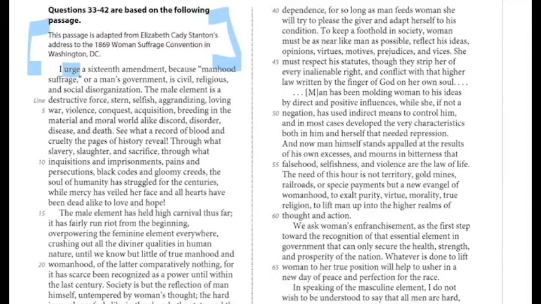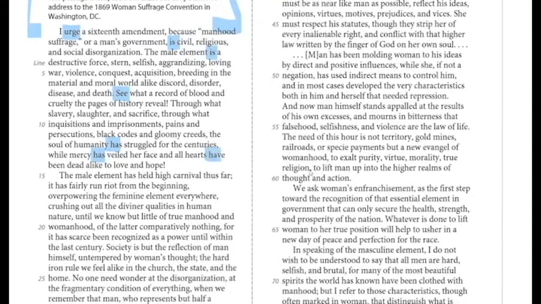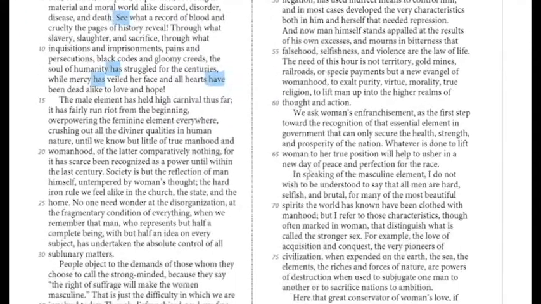I urge the 16th Amendment because suffrage, or a man's government, is civil and social disorganization. The male element is a destructive force. See what a record of blood and cruelty the pages of history reveal. Through what slavery, slaughter, sacrifice, and so on, the soul of humanity has struggled for centuries, while mercy has veiled her face, and all hearts have been dead alike to love and hope.